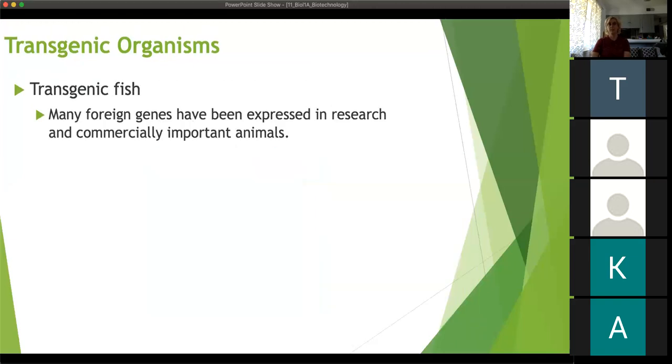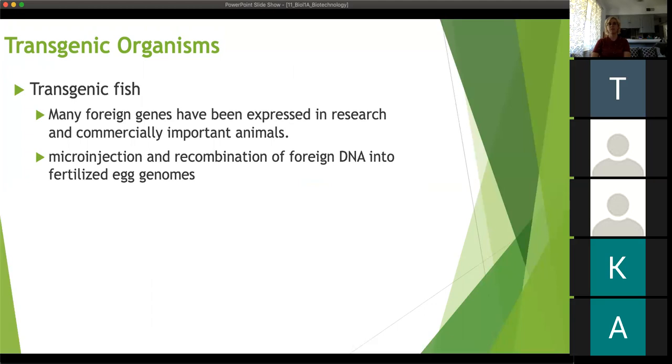Scientists have also made genetically modified animals, so not just plants. The example I'm going to give you is fish. So many foreign genes have been expressed in research animals and in commercially important animals. So in this case, generally what they'll do is they'll take the foreign DNA and inject it into a fertilized egg. So then the entire organism, when it grows, would have that foreign piece of DNA.